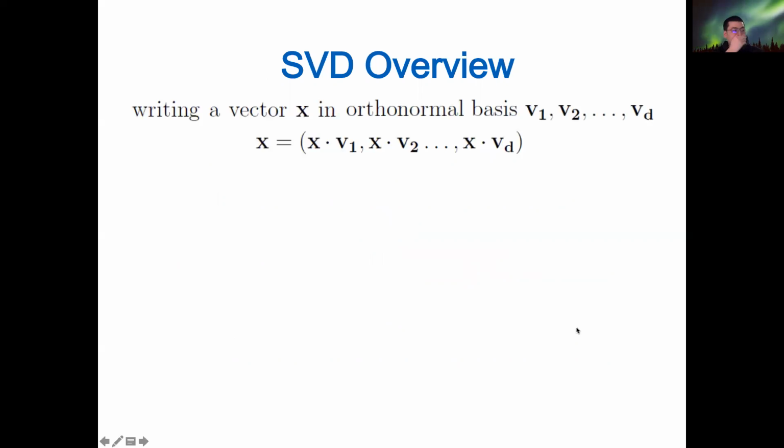Okay, let's take a look at the SVD overview. Again, we are not showing why a matrix can be decomposed like that. We are telling you what right now. So you can write a vector x in an orthogonal basis. What does orthogonal basis mean?